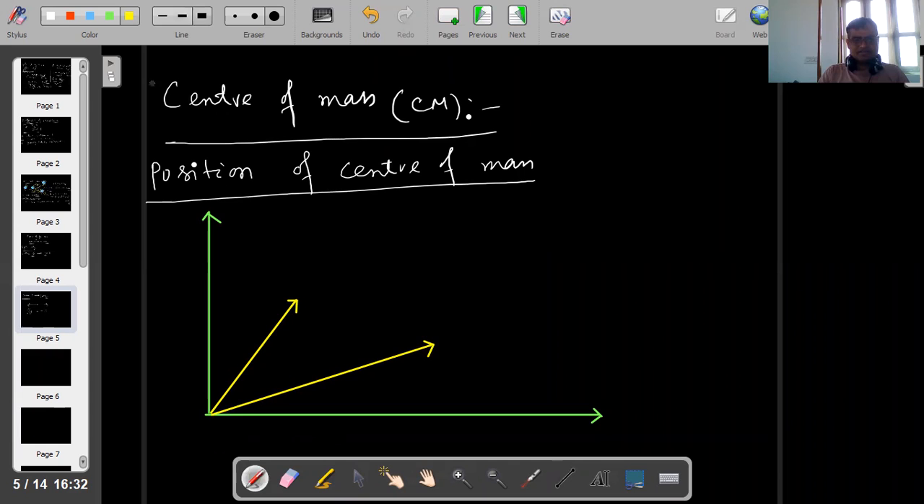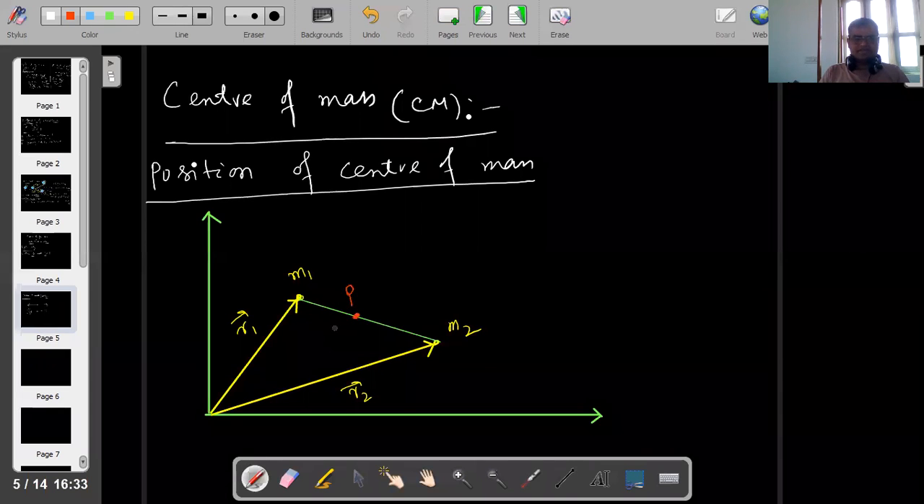This is the first body and this is the second body: m1 and m2. Their position vectors are r1 and r2. I have to find the position of the center of mass between them. It will be on the line joining them. Let this point P be the position of the center of mass.